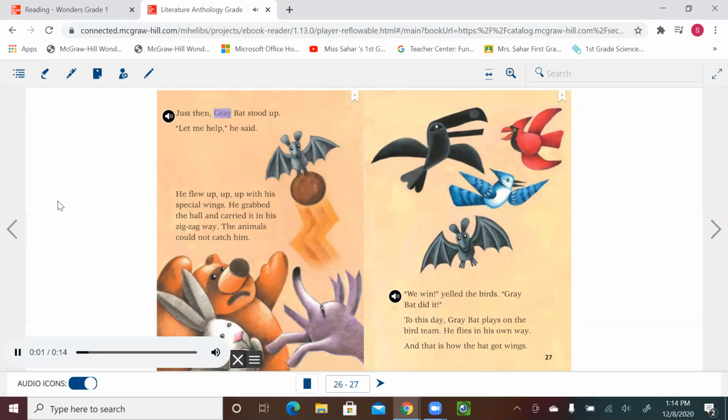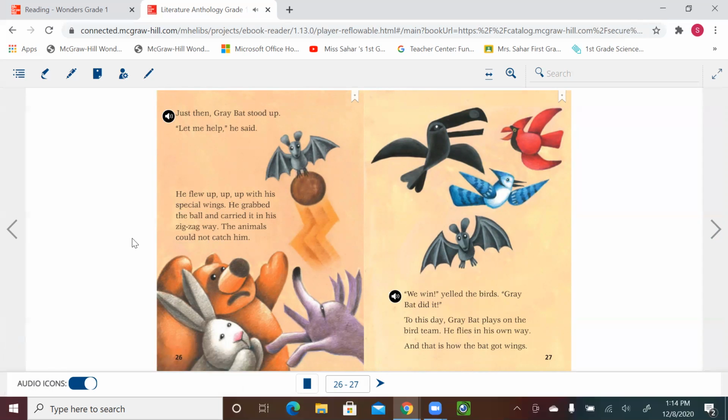Just then, Gray Bat stood up. "Let me help," he said. He flew up, up, up with his special wings. He grabbed the ball and carried it in his zigzag way. The animals could not catch him.